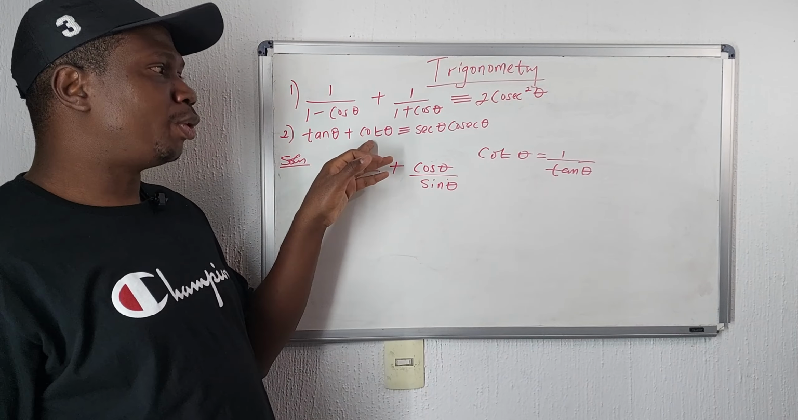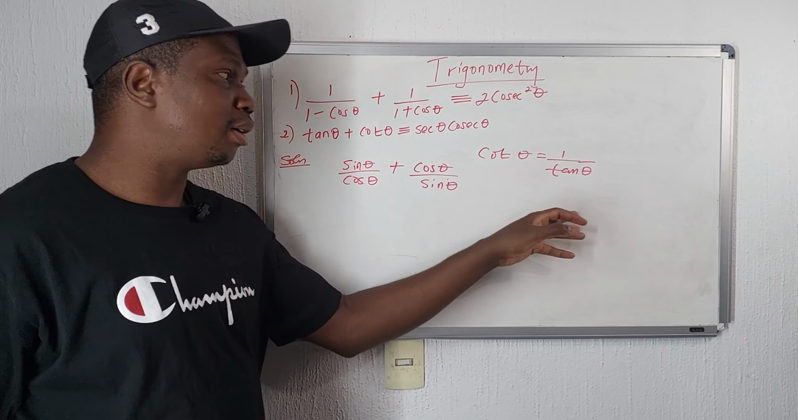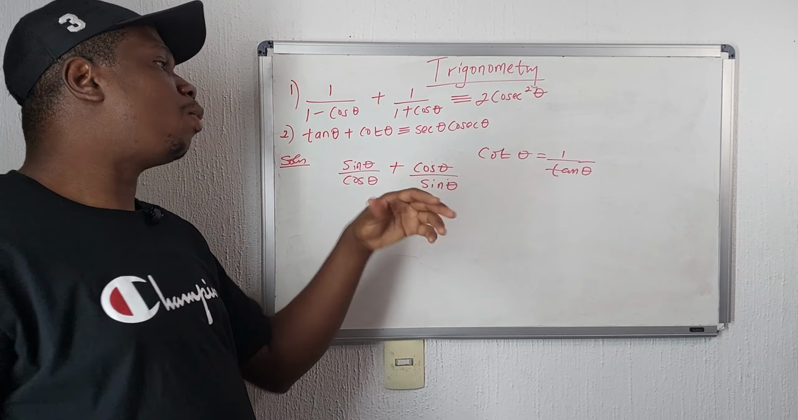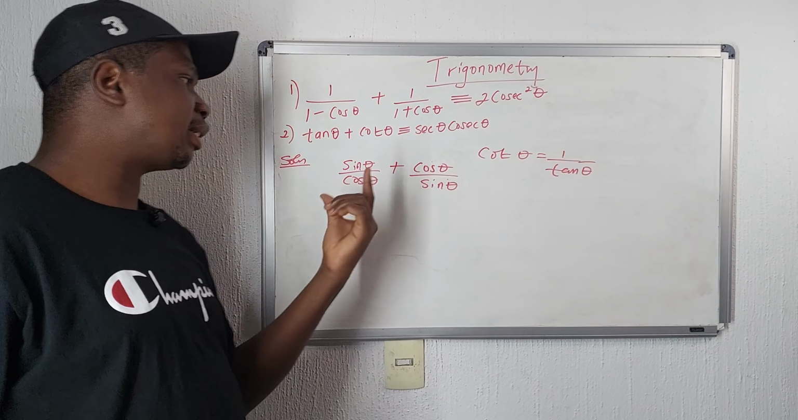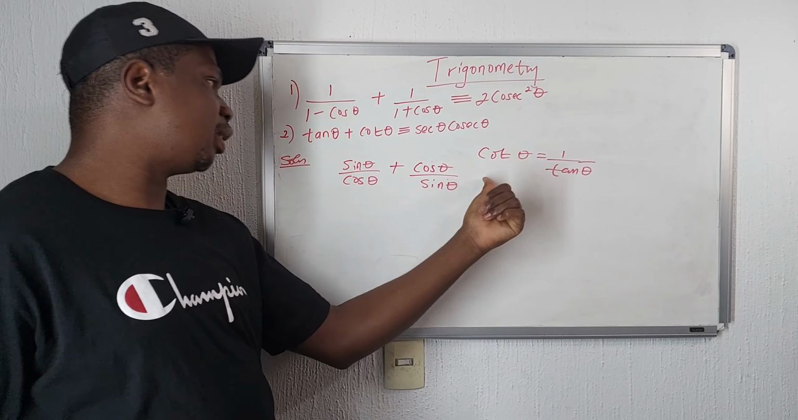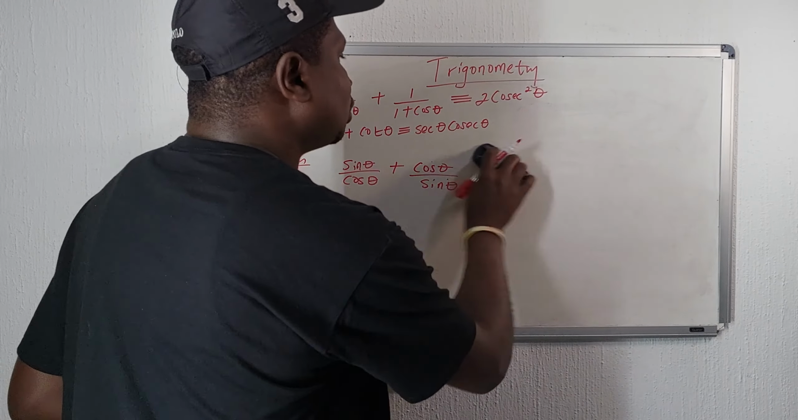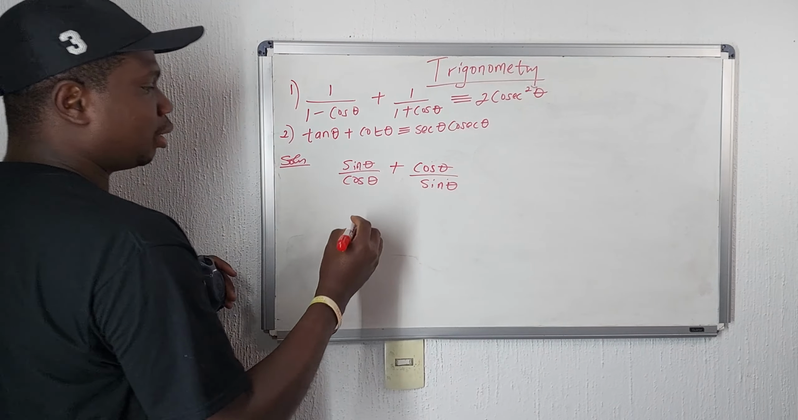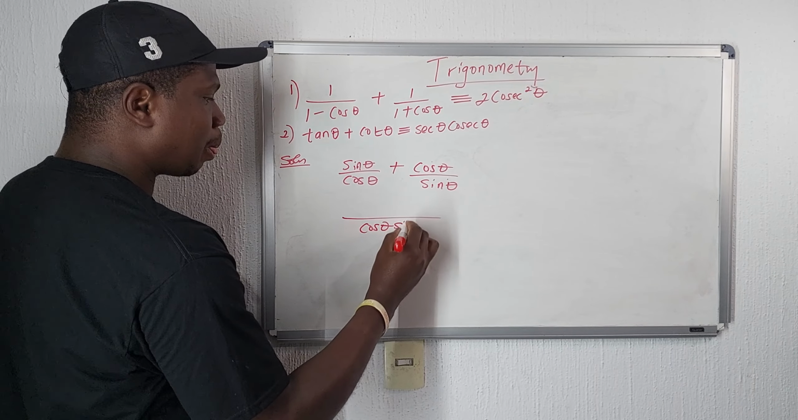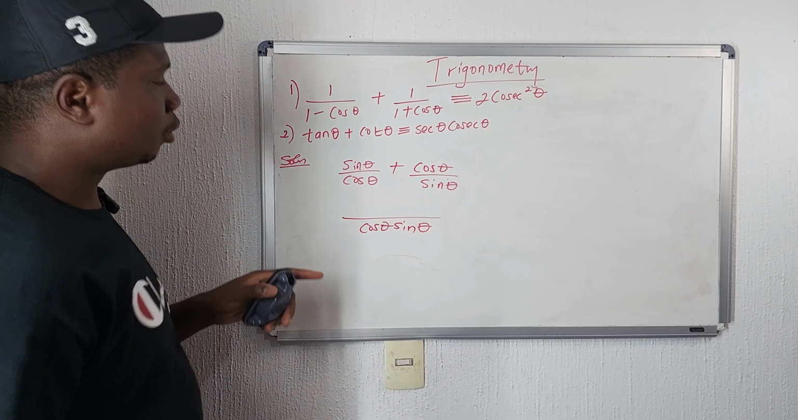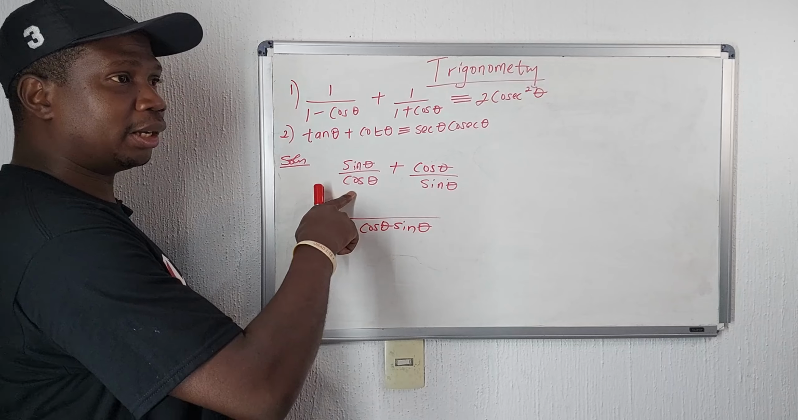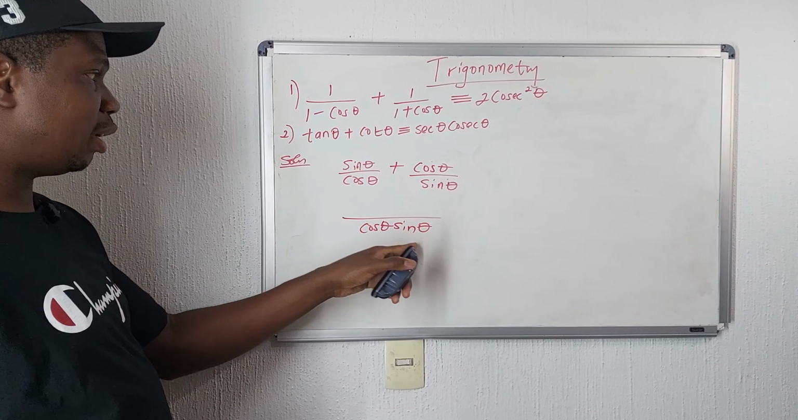We have cot theta here. We know that this is the reciprocal of the tan of this angle. So if we take the inverse of this, and we know that tan theta is sine theta over cos theta, we'll now take the inverse of this, which is this. So what do we do next? We can simplify this by taking the LCM. The LCM is cos theta sine theta. Now, we can divide, right? Cos theta sine theta divided by cos theta, we're left with sine theta.